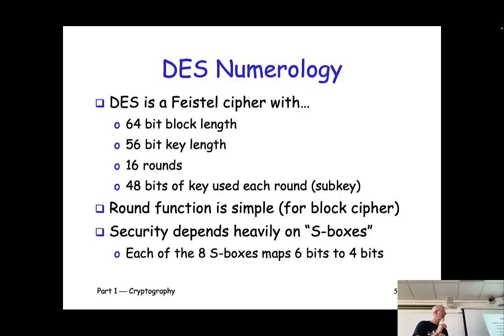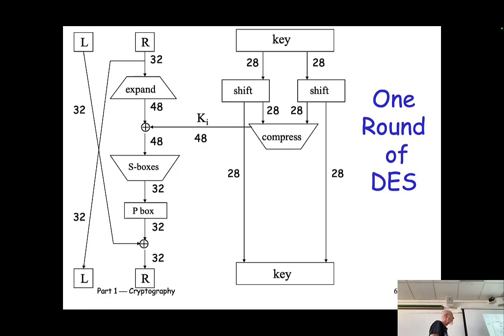Now, I'm going to show you the picture. Next slide. Don't faint. It's not as bad as it looks. We break it down. It's not really that complicated. So this is one round of DES. Each of these lines, the number represents the number of bits that goes on that wire.